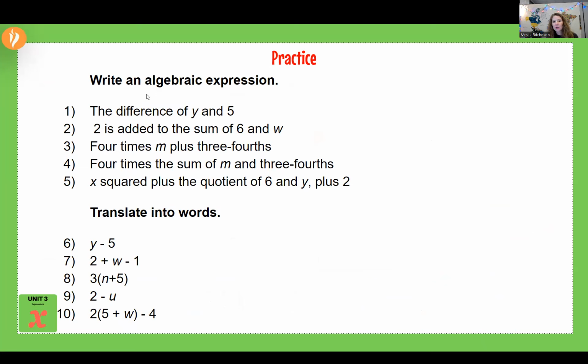All right, the first one, the difference of y and 5. The only correct answer is y minus 5. Since the y comes first, it must come first in the algebraic expression.